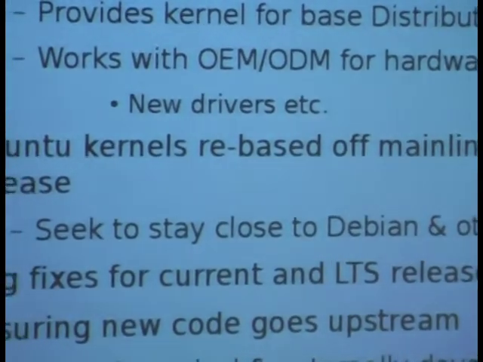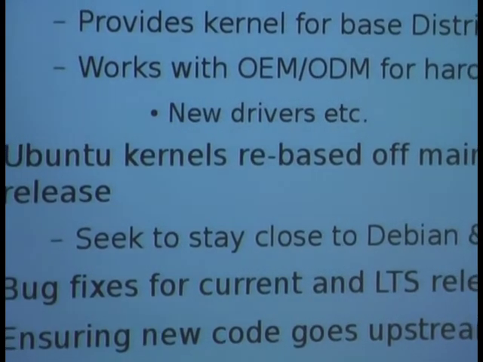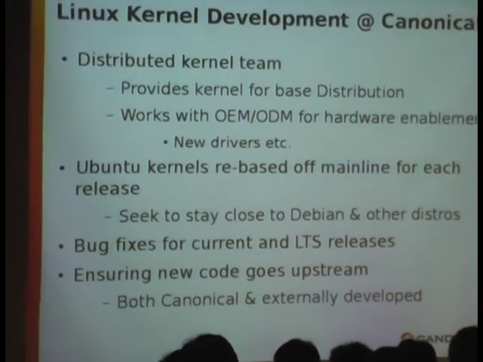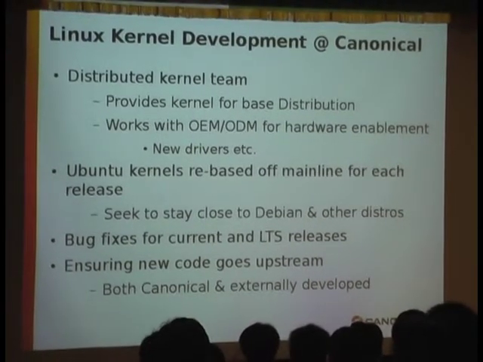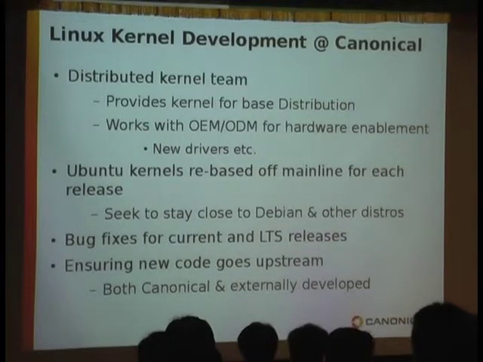Our kernel team within Canonical does the bug fixes for the current releases and also for long-term support. So we spend a lot of time fixing bugs, including some quite old versions. And the final part of it, which is by no means the least important, is ensuring that any new code we are working with goes upstream. Often that is code that we've written ourselves, but increasingly it will be code that we've got from our hardware partners, and we will work with them to make the device drivers acceptable to the mainline community, and help them get that code upstream.